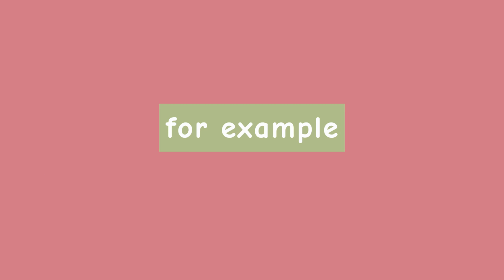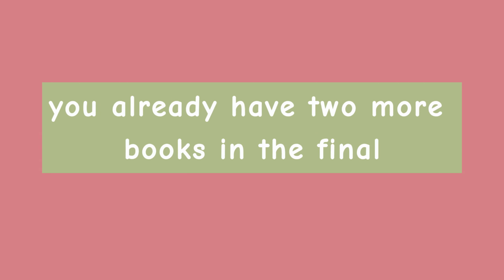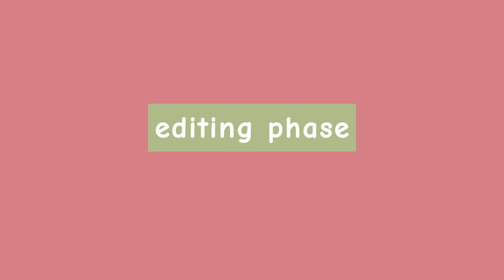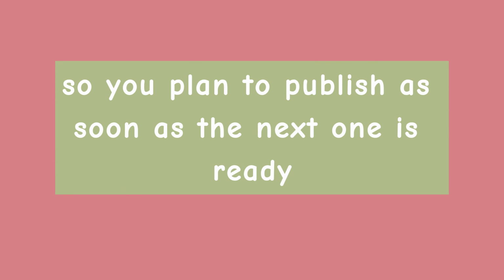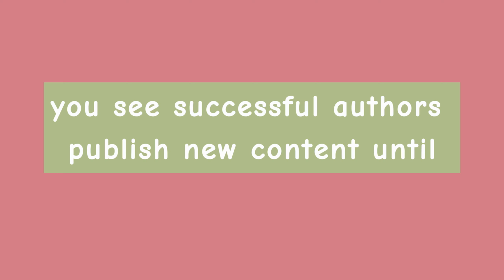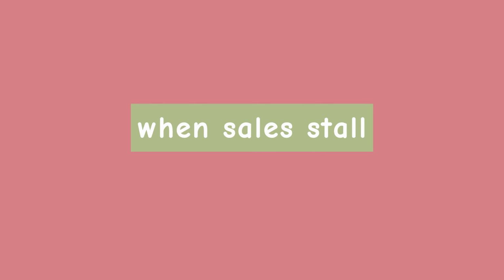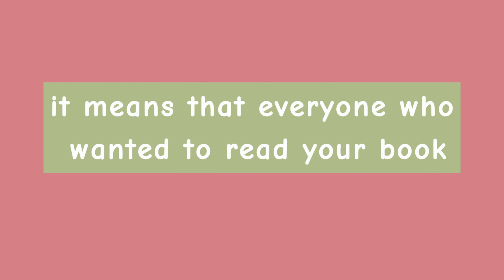For example, let's say that you published a highly successful book 3 months ago. Since you are a prolific author, you already have 2 more books in the final editing phase. So you plan to publish as soon as the next one is ready. That can be a mistake. Why? You see, successful authors publish new content until the sales of the previous ones have stalled. When sales stall, it means that everyone who wanted to read your book has already done it, so it's time for something new.